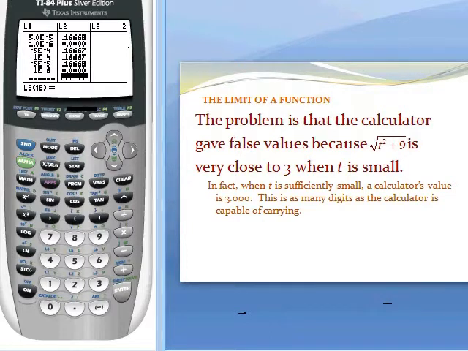Now, the reason why that's happening is that t squared plus 9, the value of that, when this t is very, very small, is very close to 3, and then you subtract 3, you get a 0. Because of that, you get a 0 in the numerator, because your calculator is no longer capable of carrying that many digits. So it has to stop because it's doing things numerically. So it gives you a 0 answer. It doesn't mean the limit is 0. It means that the calculator just did something wrong.